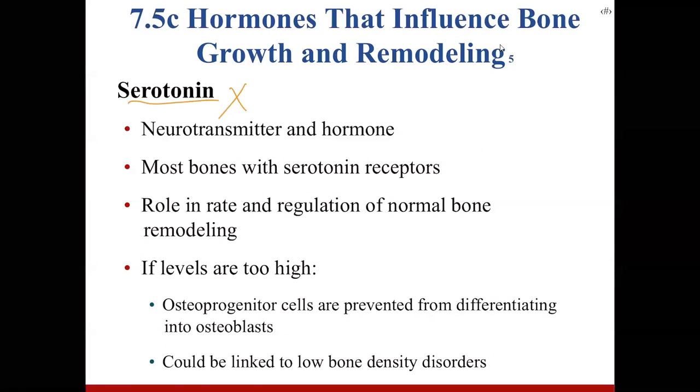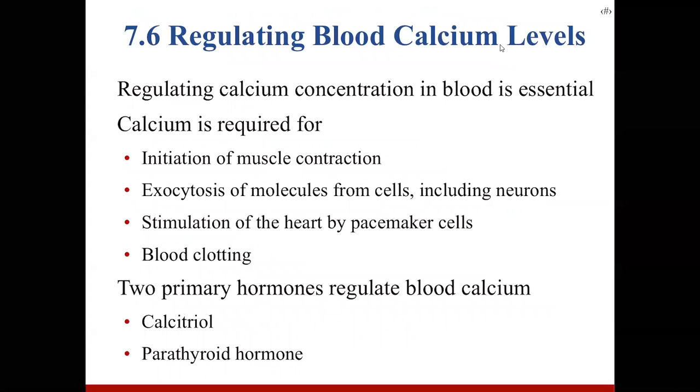Not worry about serotonin. Now, how do we regulate blood calcium levels? We have to regulate how much calcium is in your blood. Calcium is going to be important for muscle contractions. It's also important for when neurons fire. It's going to keep your heart beating properly. It's also going to make sure your blood clots right. Two hormones that primarily regulate blood calcium are calcitriol and parathyroid hormone.